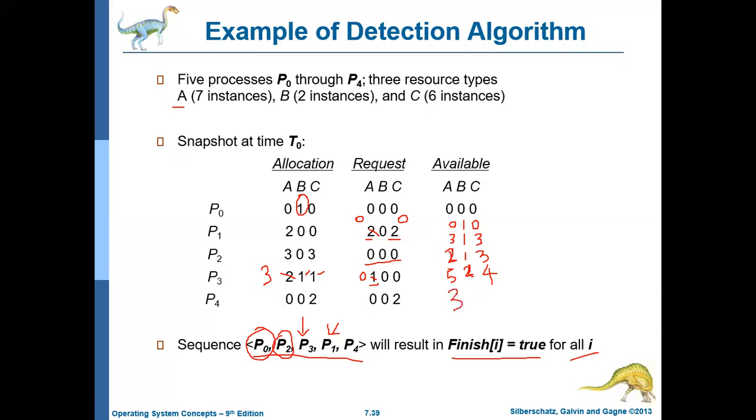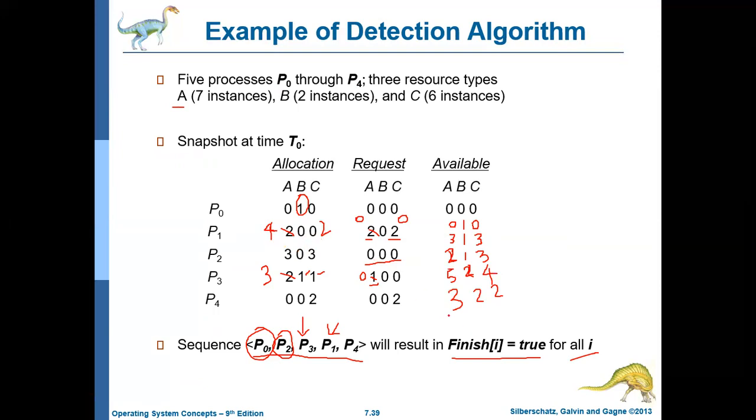Then it will become 3, 2, and 2. And this will be 4, and this will be 2. After some time, the operating system will complete executing P1, and it will release this 4 and this 2, that is, 4 instances of A and 2 instances of C.